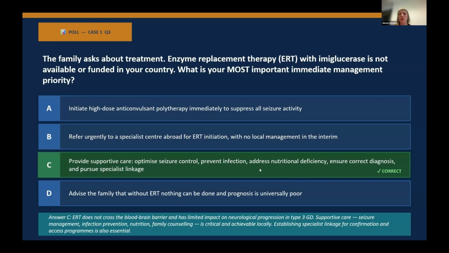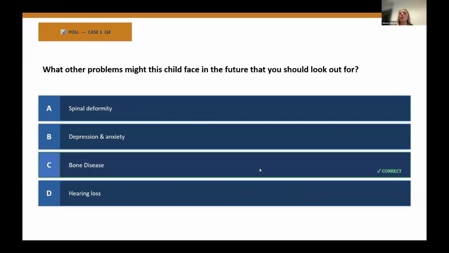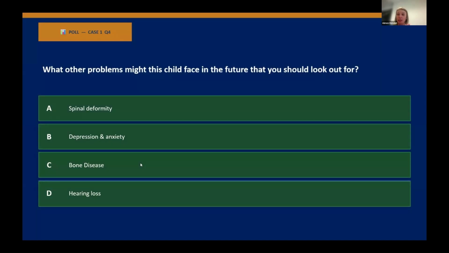I think we've got another question on this case. So if you are thinking about this patient, and we're thinking about the whole patient, which of these problems do you think this child might face in the future? And I've got a feeling I didn't actually complete this the way that I'd intended to. So we'll see what you all come up with. So we've got which other problems? So spinal deformity, depression and anxiety, bone disease, or hearing loss. What do we think?